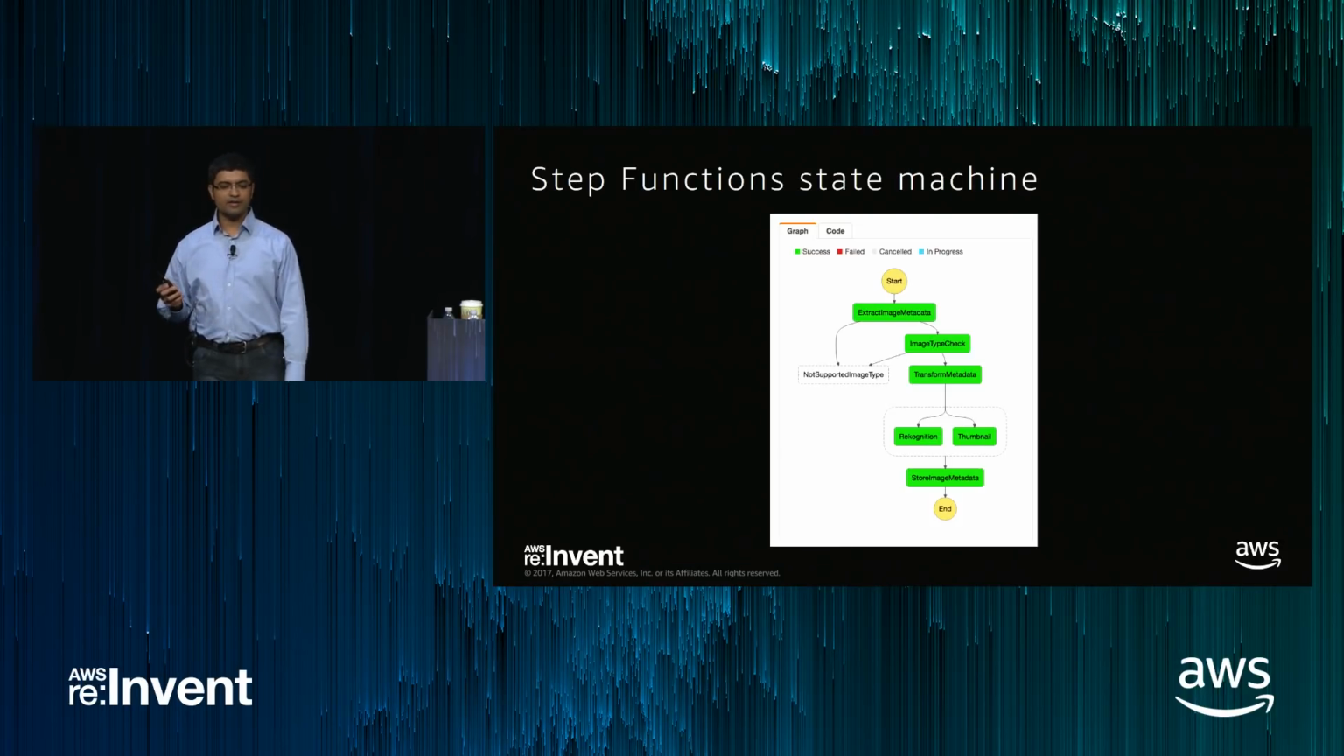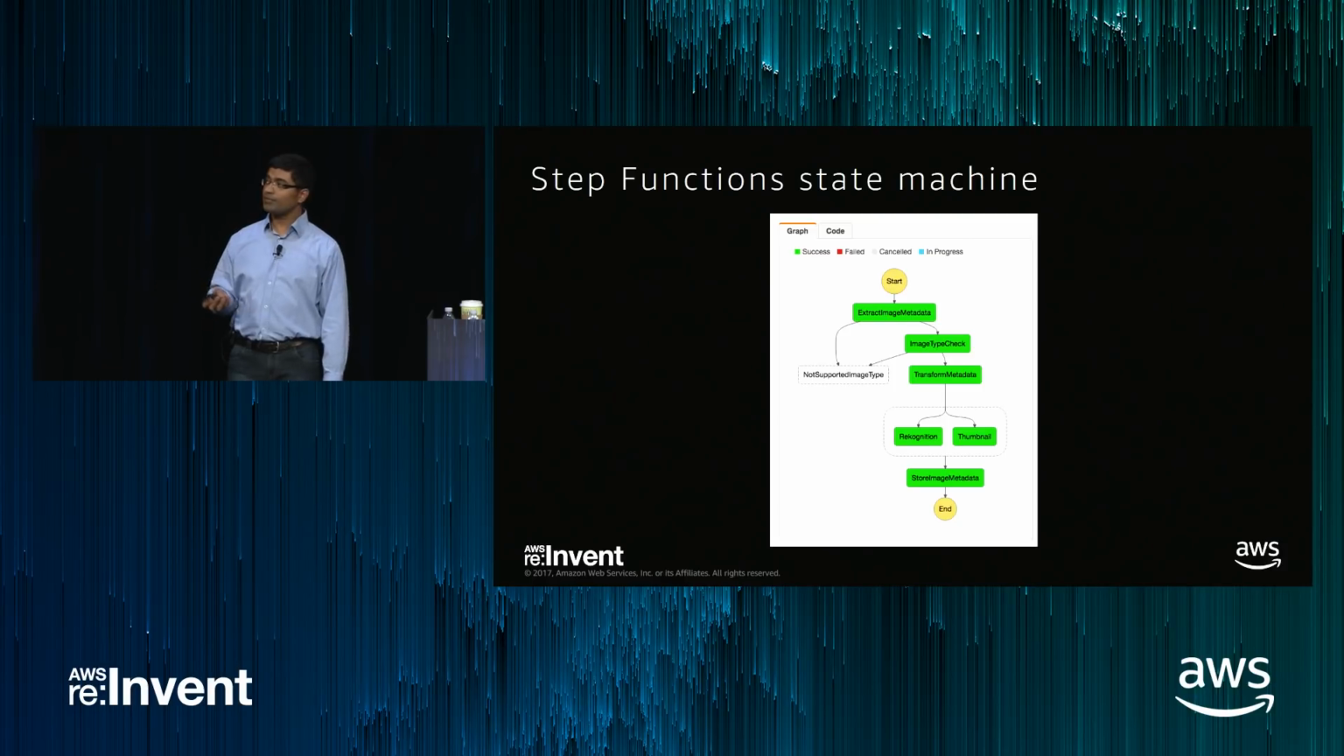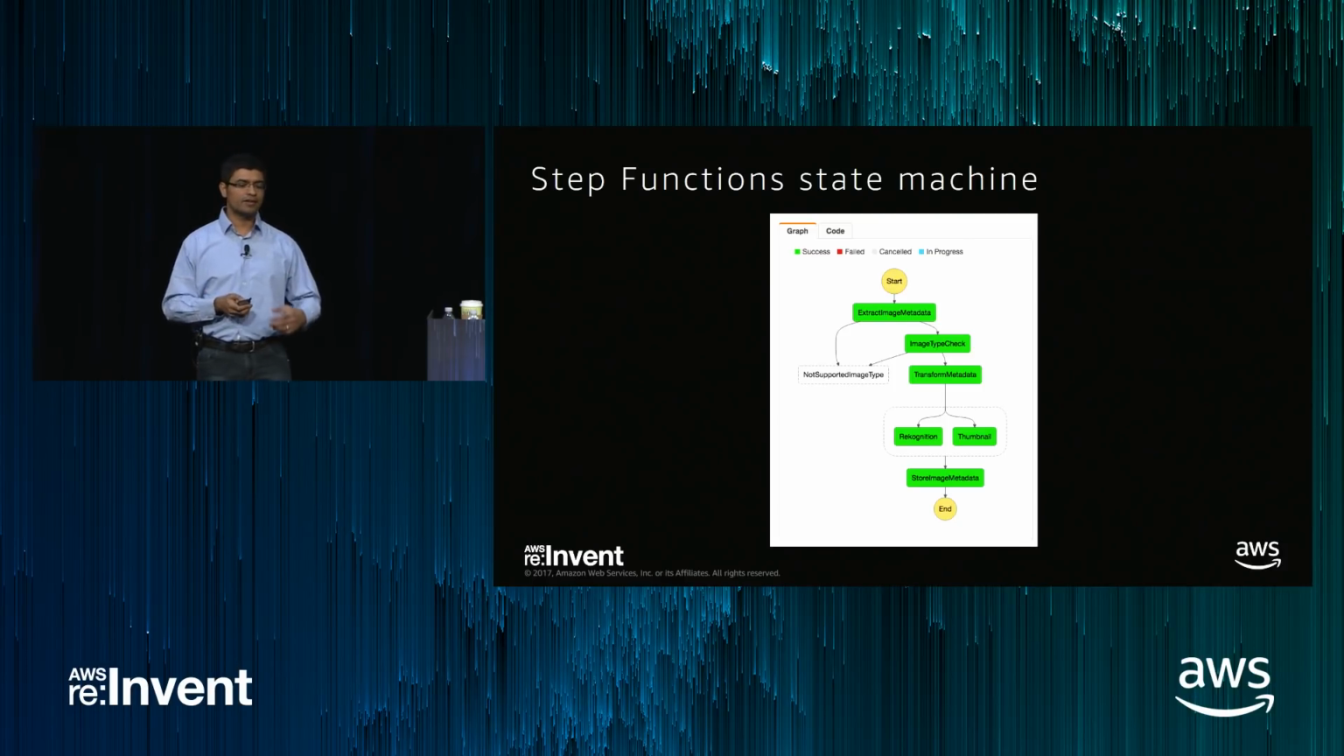A quick look at the state machine behind this. It looks very much like a flowchart. It has the ability to orchestrate multiple steps. You can have parallel steps, and you can even have error handling. And you can break out if something goes wrong at one of the steps. The other advantage of this is it makes it really easy to add an additional step later, right? So if you decide that you need more processing, you can add that into the pipeline.